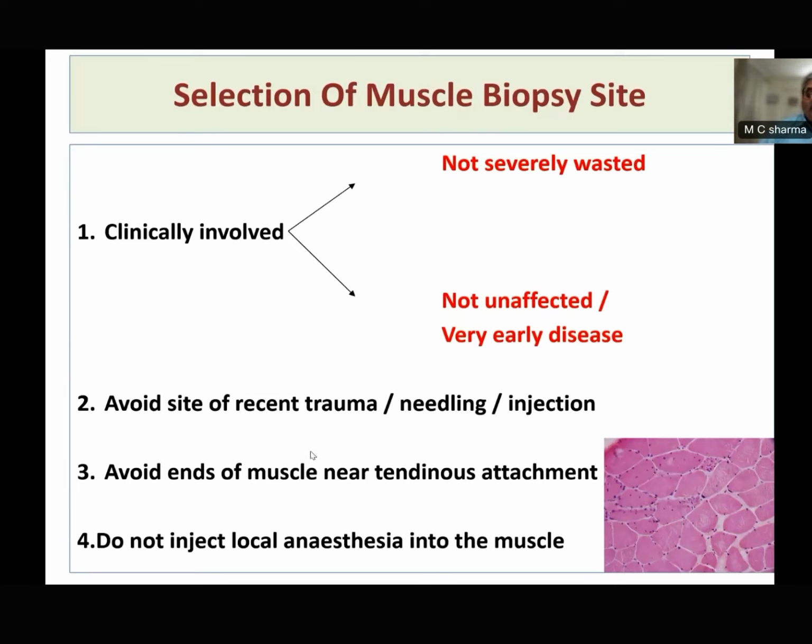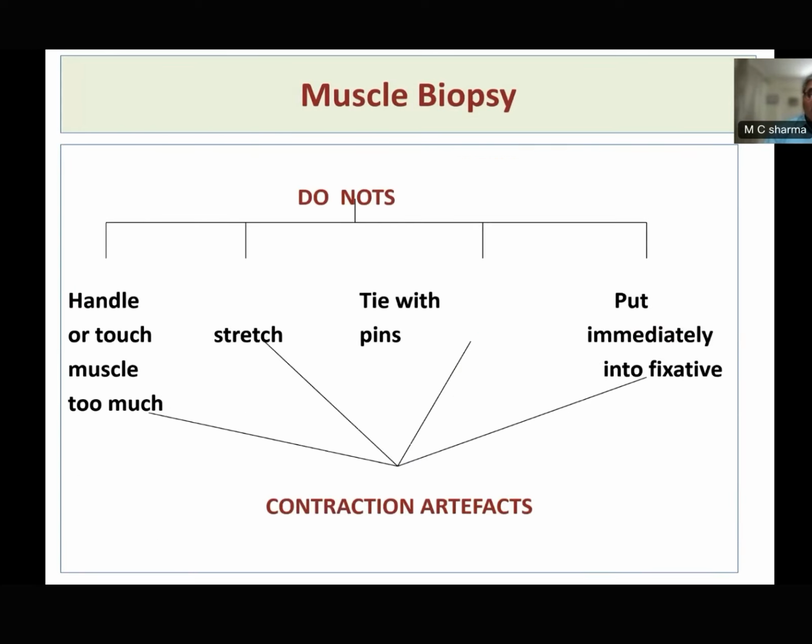The muscle should be from the center of the belly. It should not be near the tendon. Sometimes near the tendon, for example, this group of muscle fibers is showing a lot of internal nuclei. So it looks like muscular dystrophy, but actually this is near the tendon. So one should avoid these sites for the muscle biopsy. And anesthesia should not be injected into the muscle. It should be subcutaneous to the skin and not in the muscle because it produces a lot of artifacts.